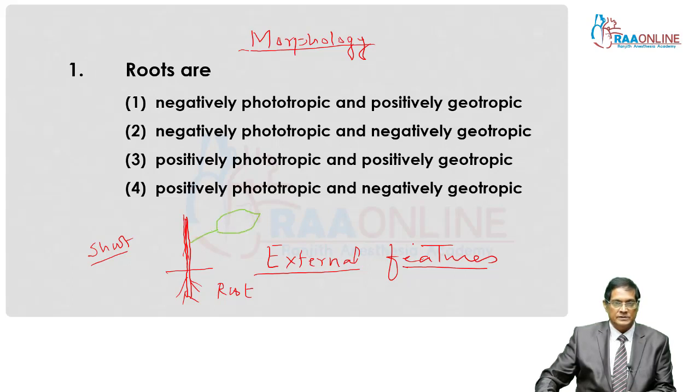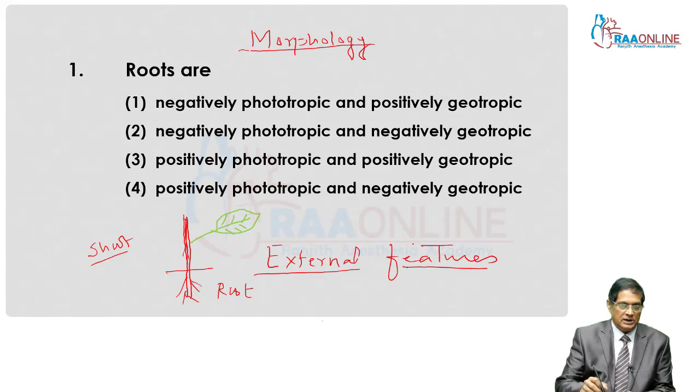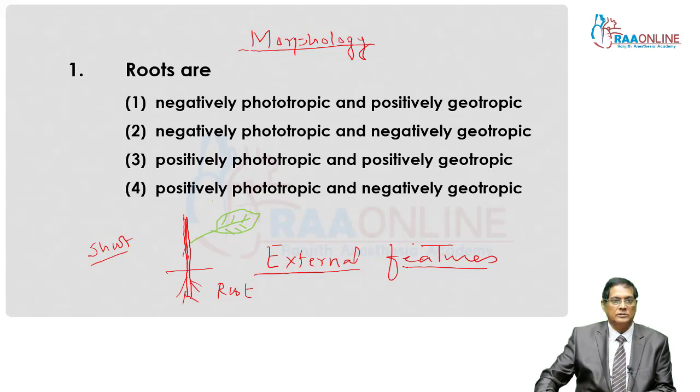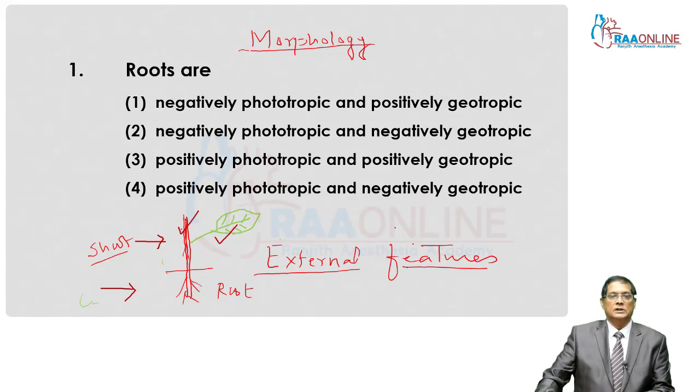These are the leaves. Stem and leaves are the two parts of the shoot system. The aerial part is shoot, the subaerial part is root. Shoot has stem and leaves.